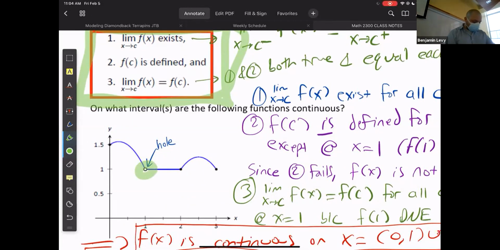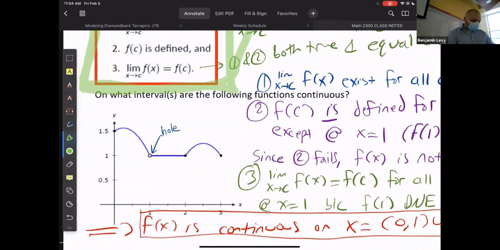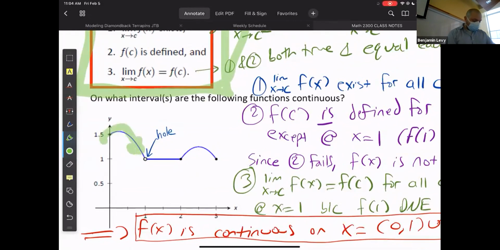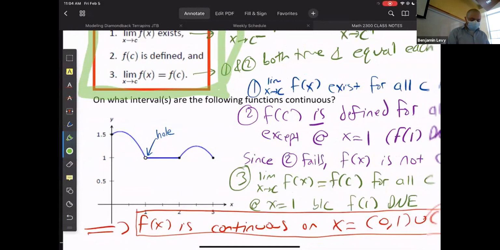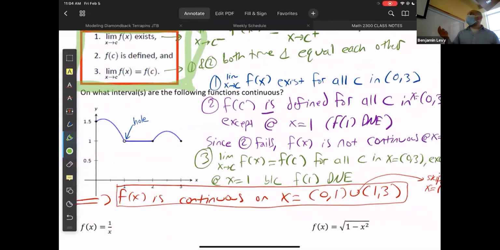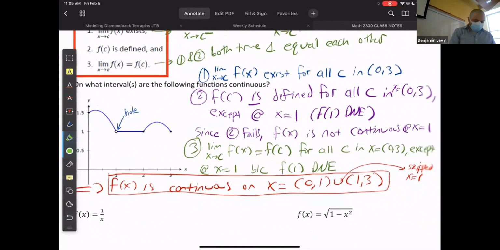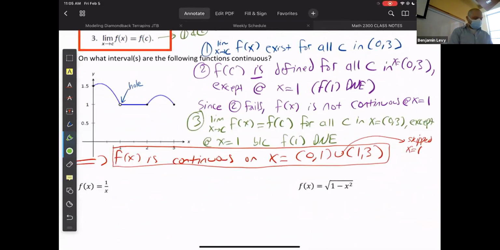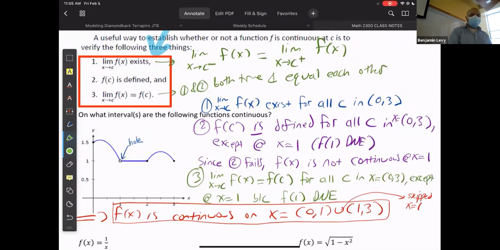When you approach that point from both sides, the left-hand limit and the right-hand limit are both approaching that same location, but the function value doesn't exist. And so we said this is not continuous at that point because of that very reason. We went through each one of those things, 1, 2, 3, and we said the limit exists, the function value is not defined, and since the function value is not defined, it's not continuous. So we're carefully thinking about when these conditions do or don't fail.